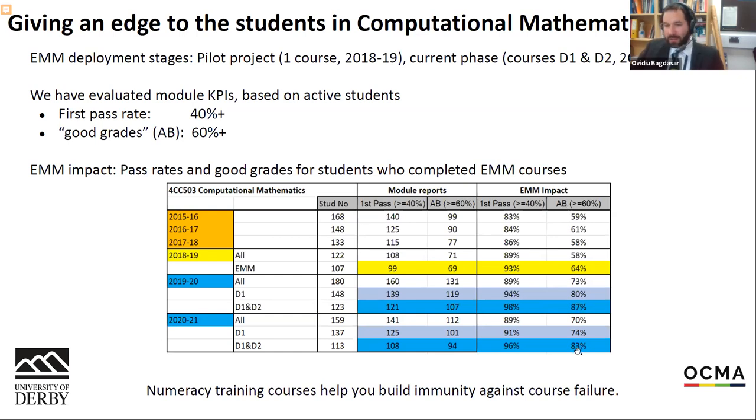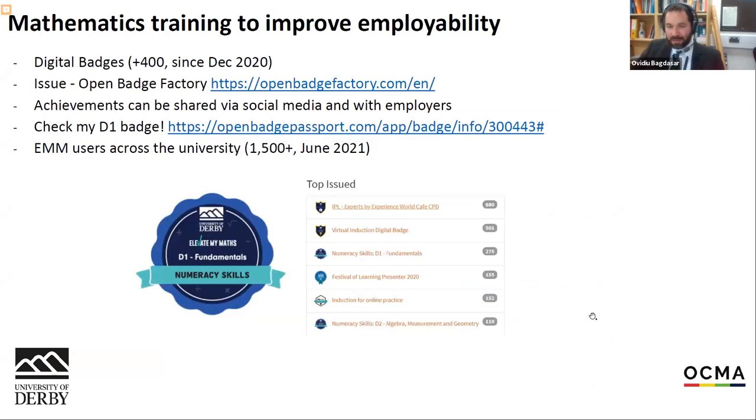So now I can show everyone in my university and elsewhere that if you help students build numeracy skills, then this gives them an edge in terms of passing the course. And in my course, where they have two numeracy training courses, I can say, in the COVID language that we often use, if you improve your numeracy, you can develop immunity against course failure. So that was my statement about this impact.